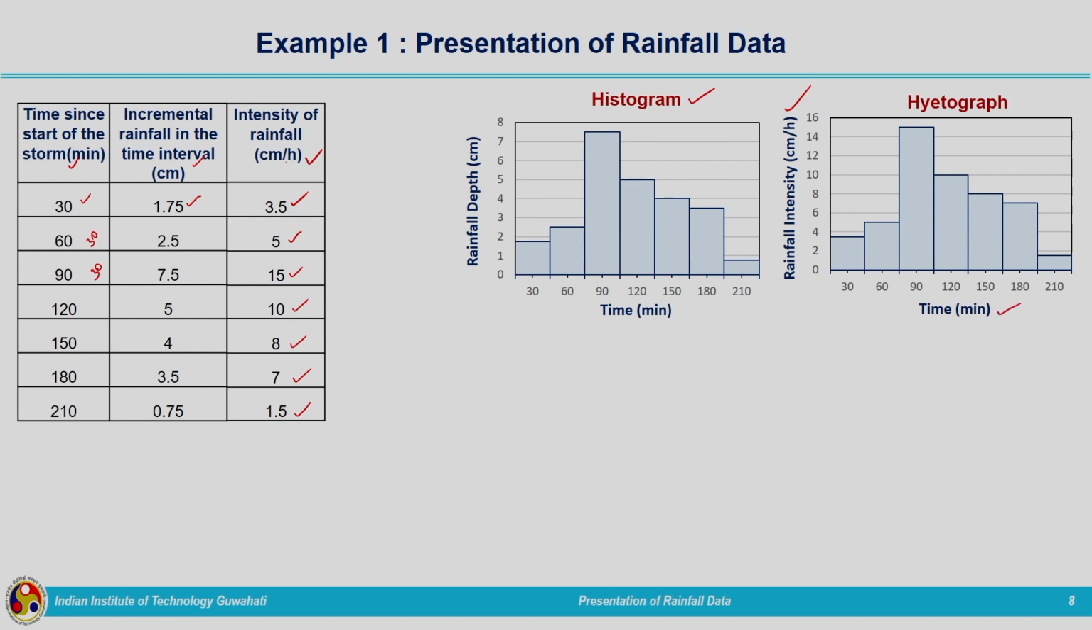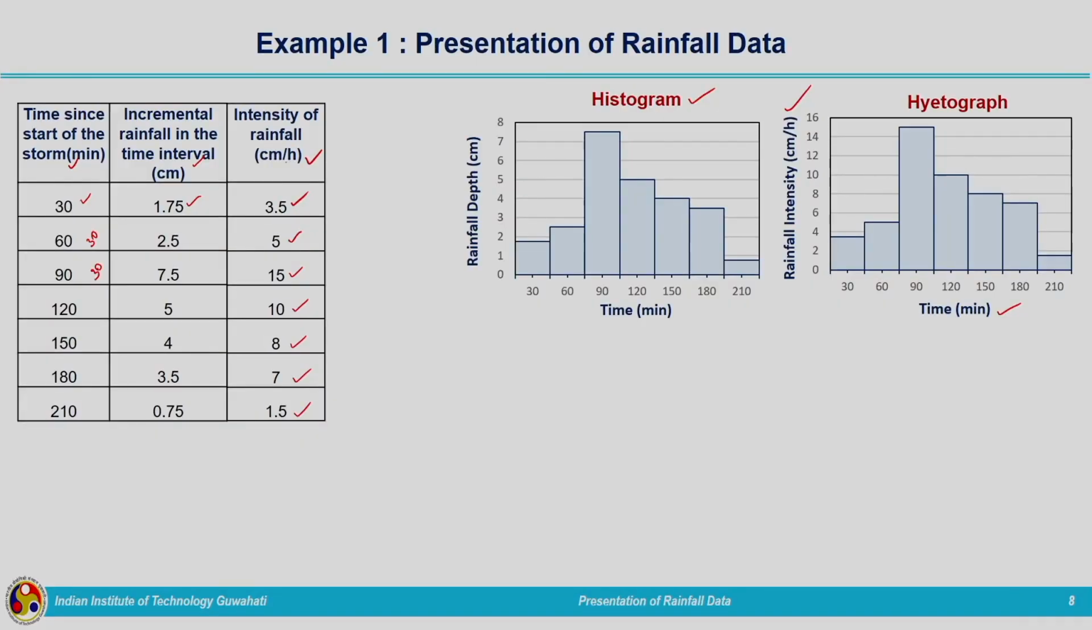So, that is up to you. It can be rainfall intensity in centimeters per minute plotted against minutes. Depending on our requirement we will be plotting. So, intensity versus time is the hyetograph.